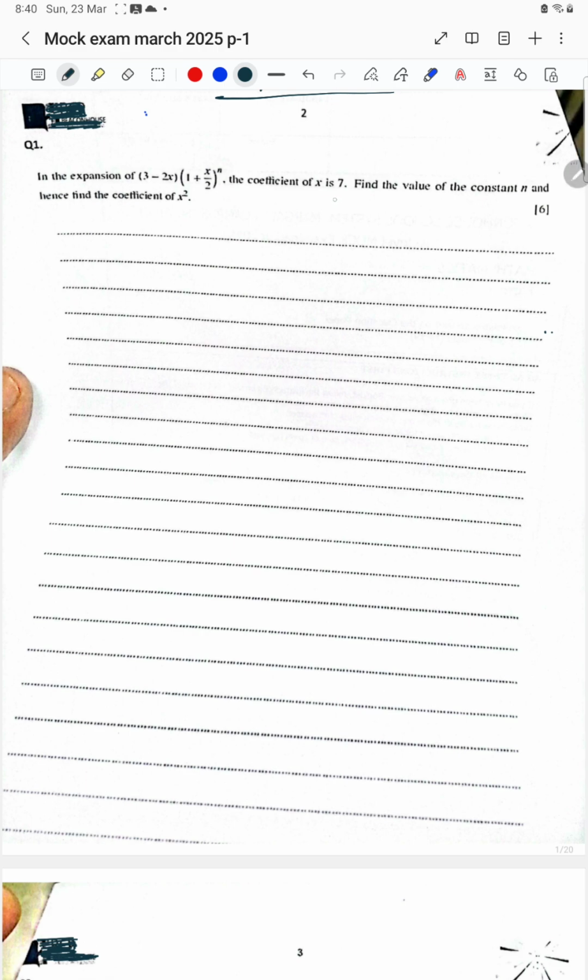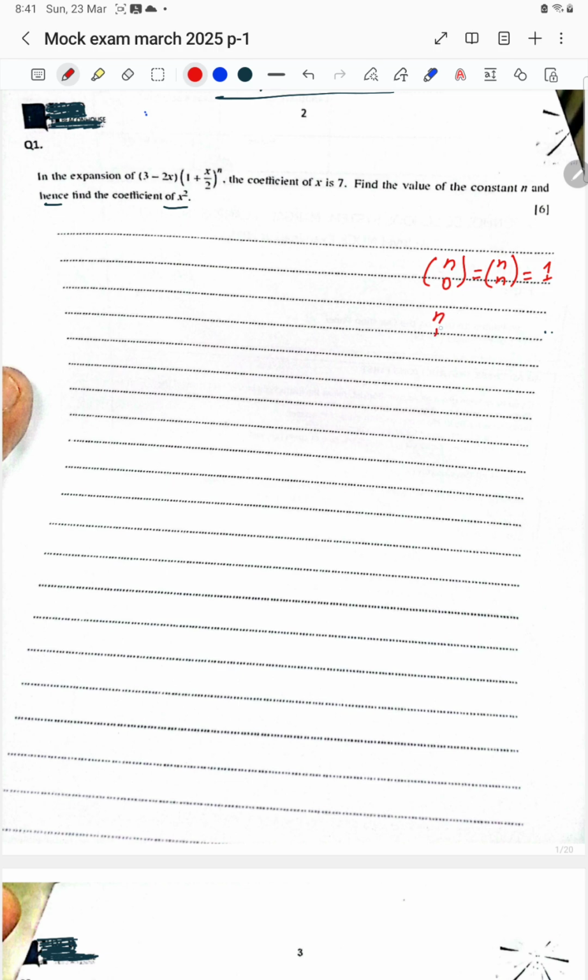The coefficient of x is 7. Find the value of the constant n and hence find the coefficient of x square. Here you are given that this question is taken from the binomial expansion, and for that you need to know a few things. You know nC0 is generally the same as nCn. We have done this in a previous video and in the class discussion.